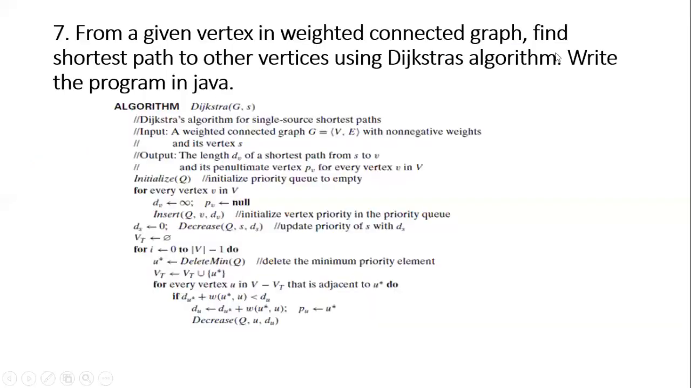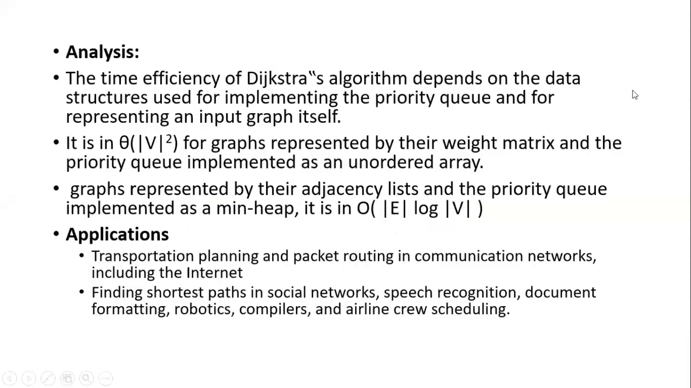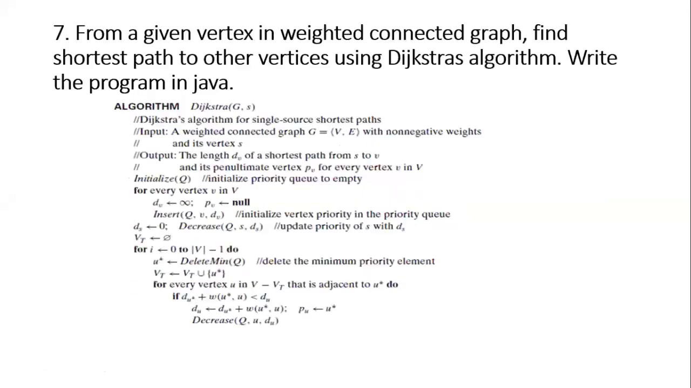So the next problem, the seventh problem, is to implement Dijkstra's algorithm. Okay. So what is Dijkstra's algorithm? It finds shortest paths in a weighted connected graph. Before going to the algorithm, let us have a look at the example. This is the example, and these are the vertices. I start from A and find a path to all other vertices till E, and whatever is in bold means that I have started selecting those paths. And this is the algorithm.